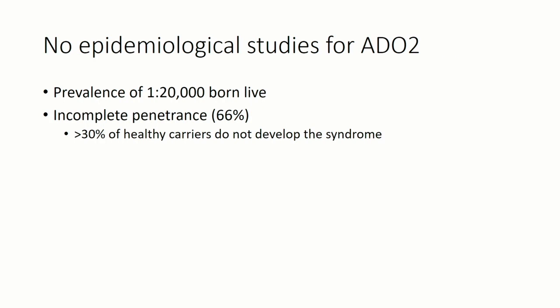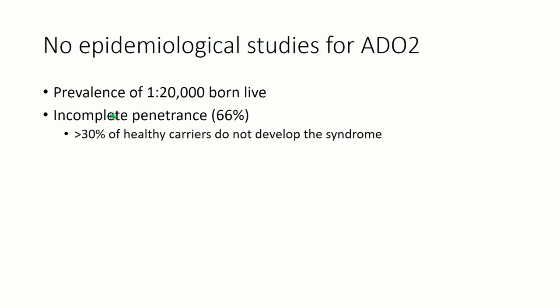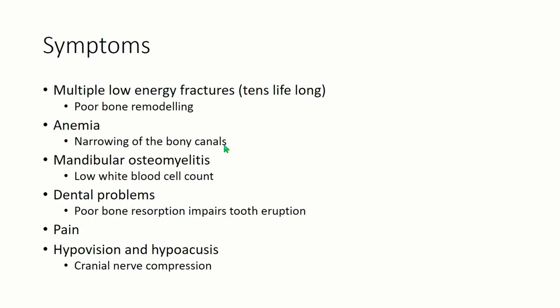There are no systematic epidemiological studies for ADO2, so we don't know much about this disease. The prevalence is thought to be 1 every 20,000 born live. And the penetrance is incomplete, 66%, so meaning that more than 30% of ADO2 carriers are healthy carriers that do not develop the syndrome itself.